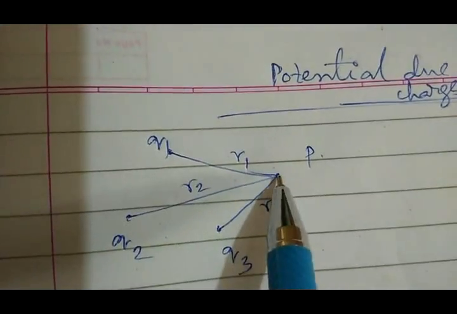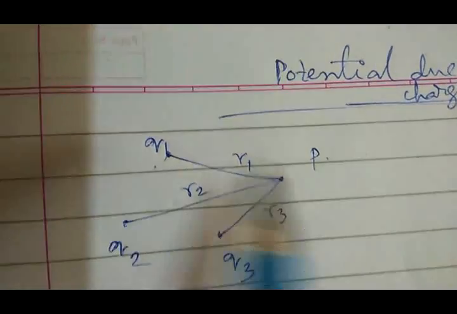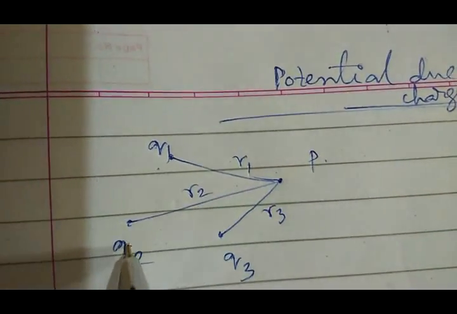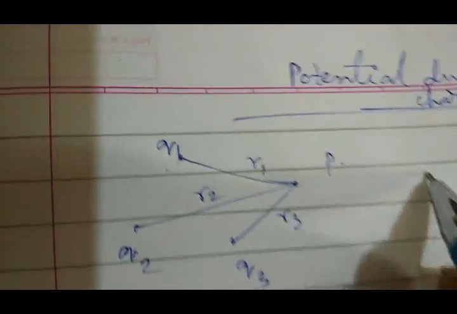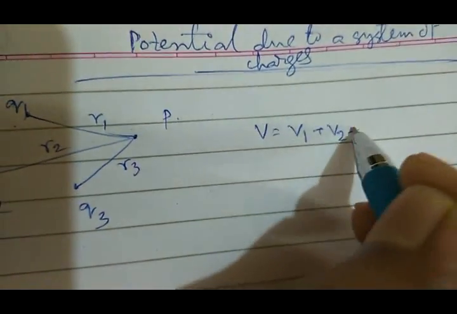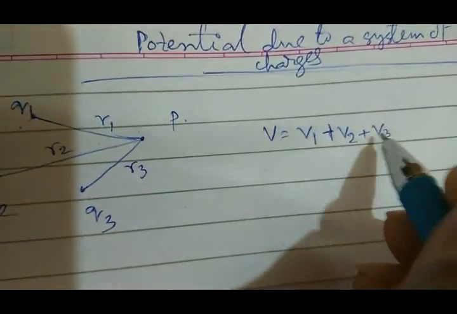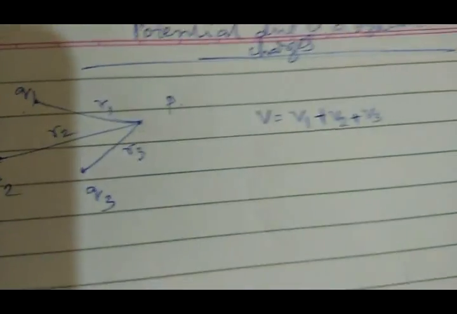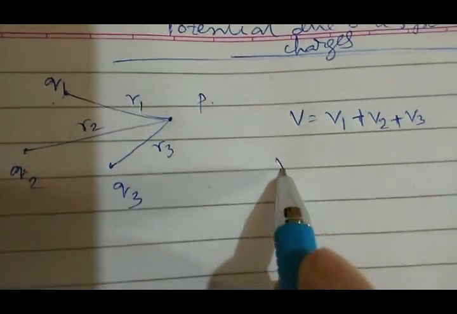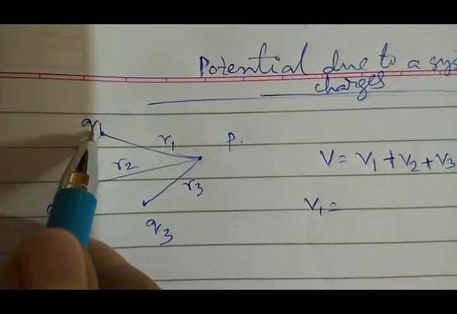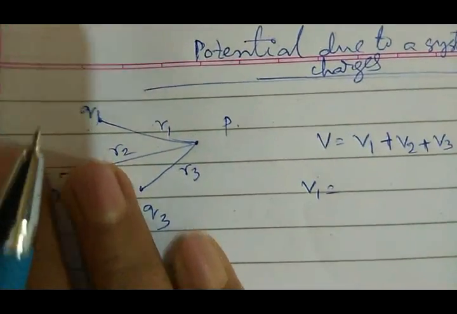So if the potential at this point due to Q1 is V1, due to Q2 is V2, and due to Q3 is V3, then you can write the total potential as V1 plus V2 plus V3. Since potential is a scalar quantity, you can just add them like this. So V1 will be the formula due to a point charge. Forget about the other charges now.